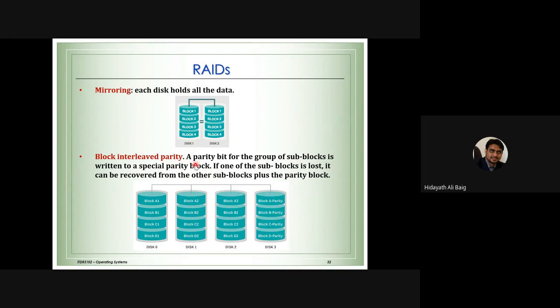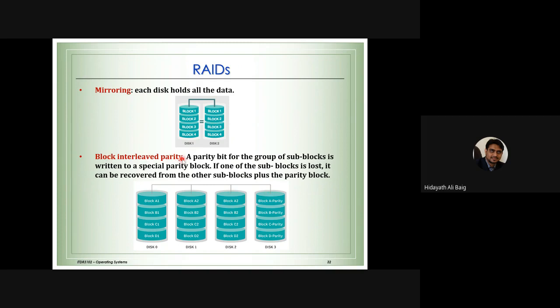I will read it again for you. A parity bit for the group of subblocks is written to a special parity block. So for every disk block, there is a parity block here. If one of the subblocks is lost, it can be recovered from other subblocks. Suppose I lost the data from here, I may get the data from this disk block, or I can get the data from the parity block as well. So how do we recover that? We can see one example to understand this.